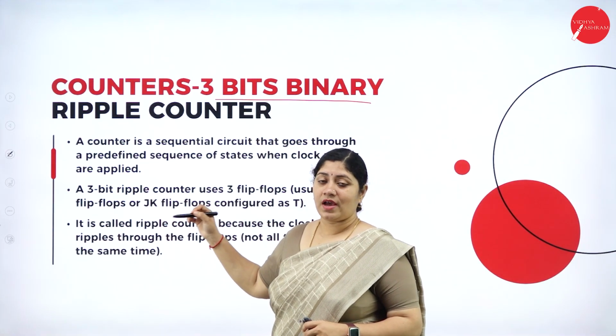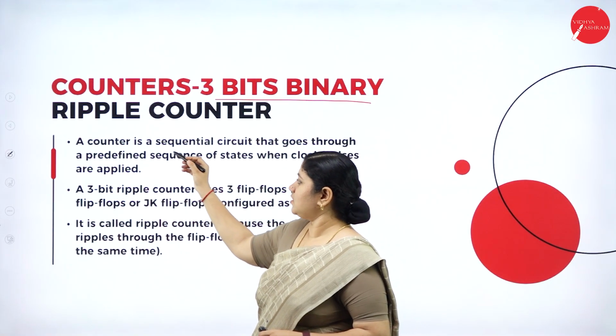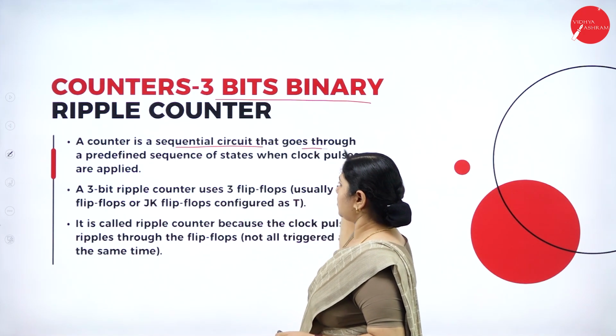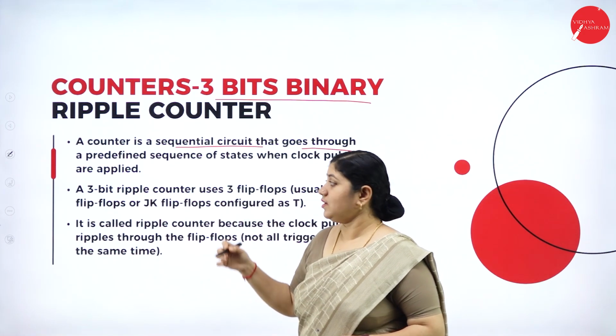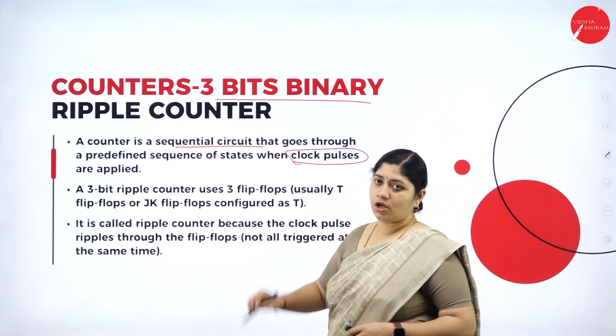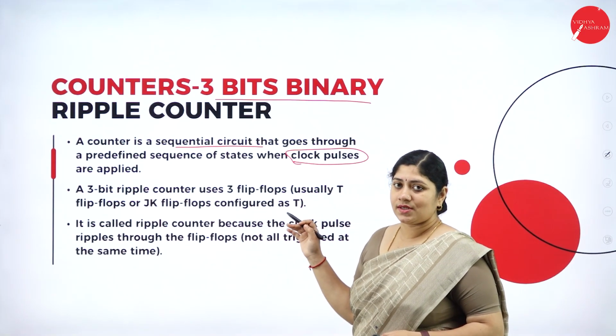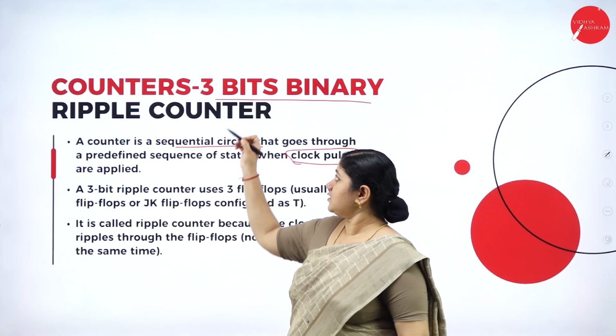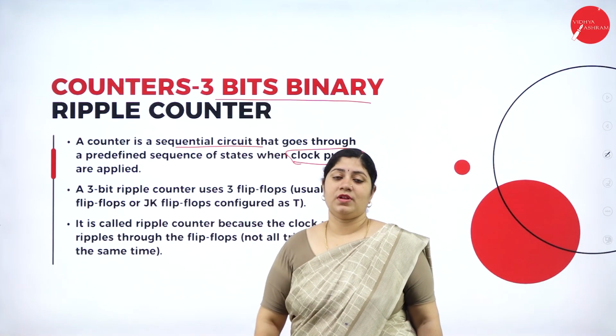Up next, let's see what is a ripple counter. It is a part of sequential circuit that goes through the predefined sequence of states, which is completely dependent on the clock pulses. So this is a simple counter. Now next, let's see what is a 3-bit binary ripple counter.